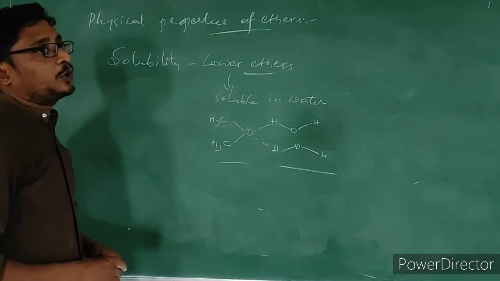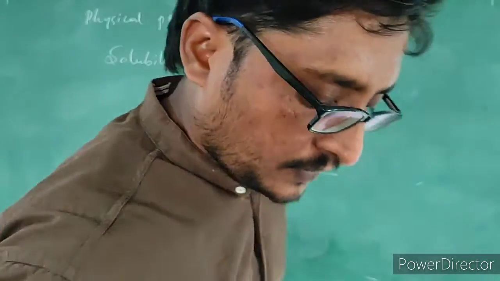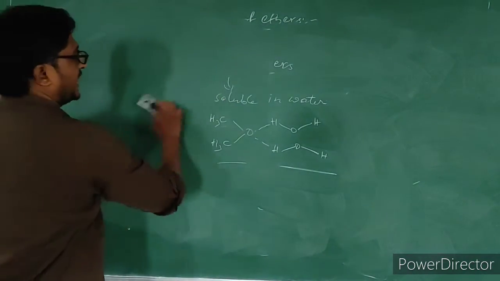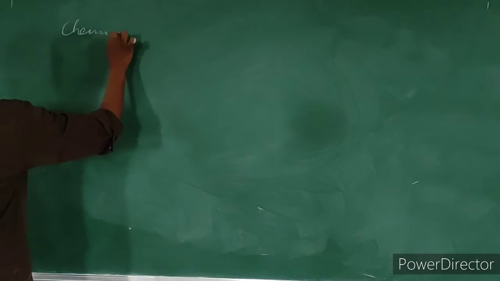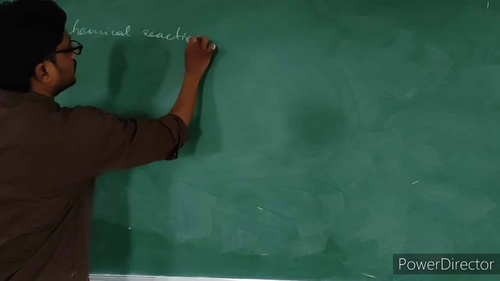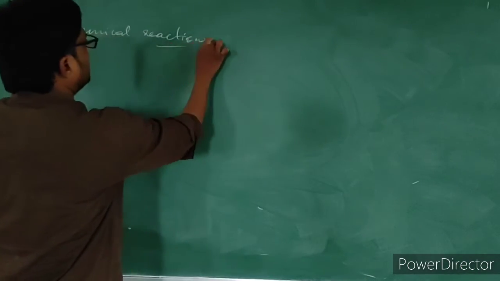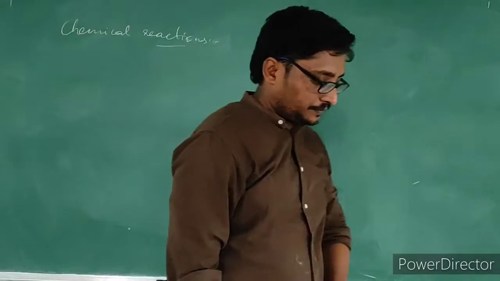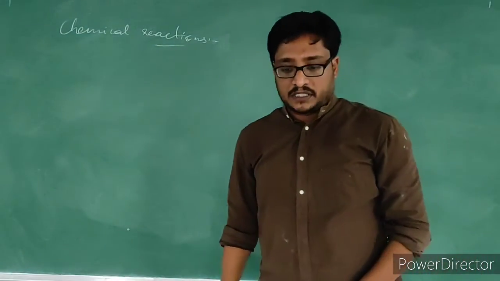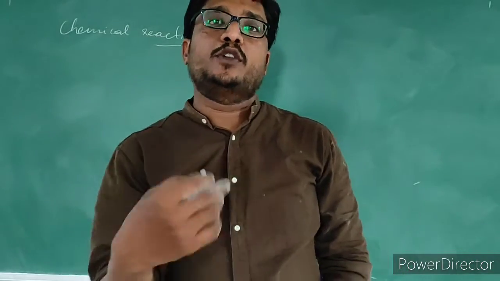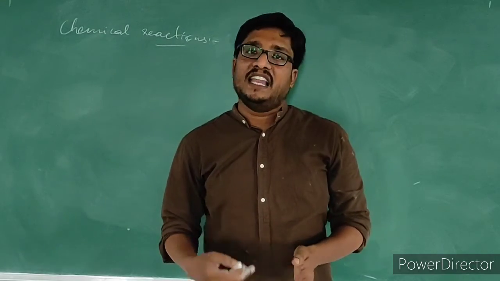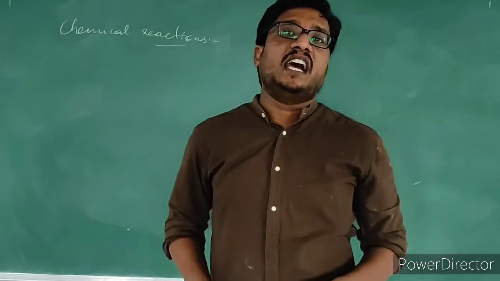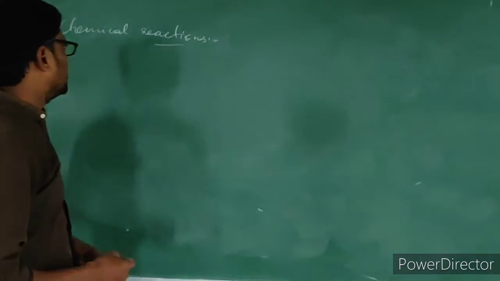So these are some of the physical properties of ethers. Now let us see the chemical reactions of ethers. When ether is treated with hydroiodic acid or hydrobromic acid, it gets cleaved to form alcohol and alkyl halide. Alcohol and alkyl halide will get produced. Let us see the reaction.